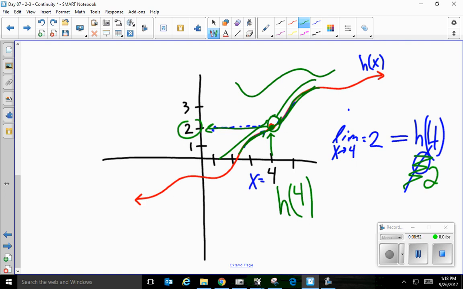But how can we prove that mathematically? If the same number it approaches here is the same value as it approaches here, and it actually has a point here, that means that as I go from right to left, and there's a connecting point, it's continuous.